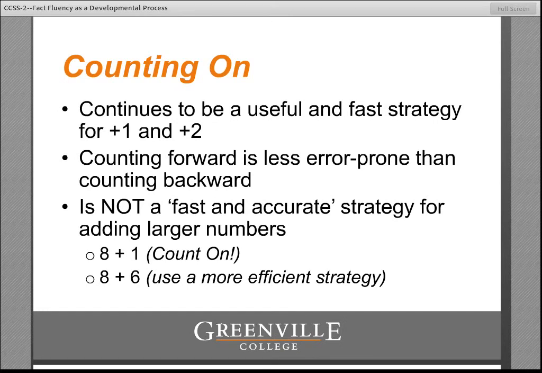In strategy development discussions with students, it would be helpful for them to develop a rule of thumb that if they have to count on more than 3 for sure, they definitely need a better method than counting on.